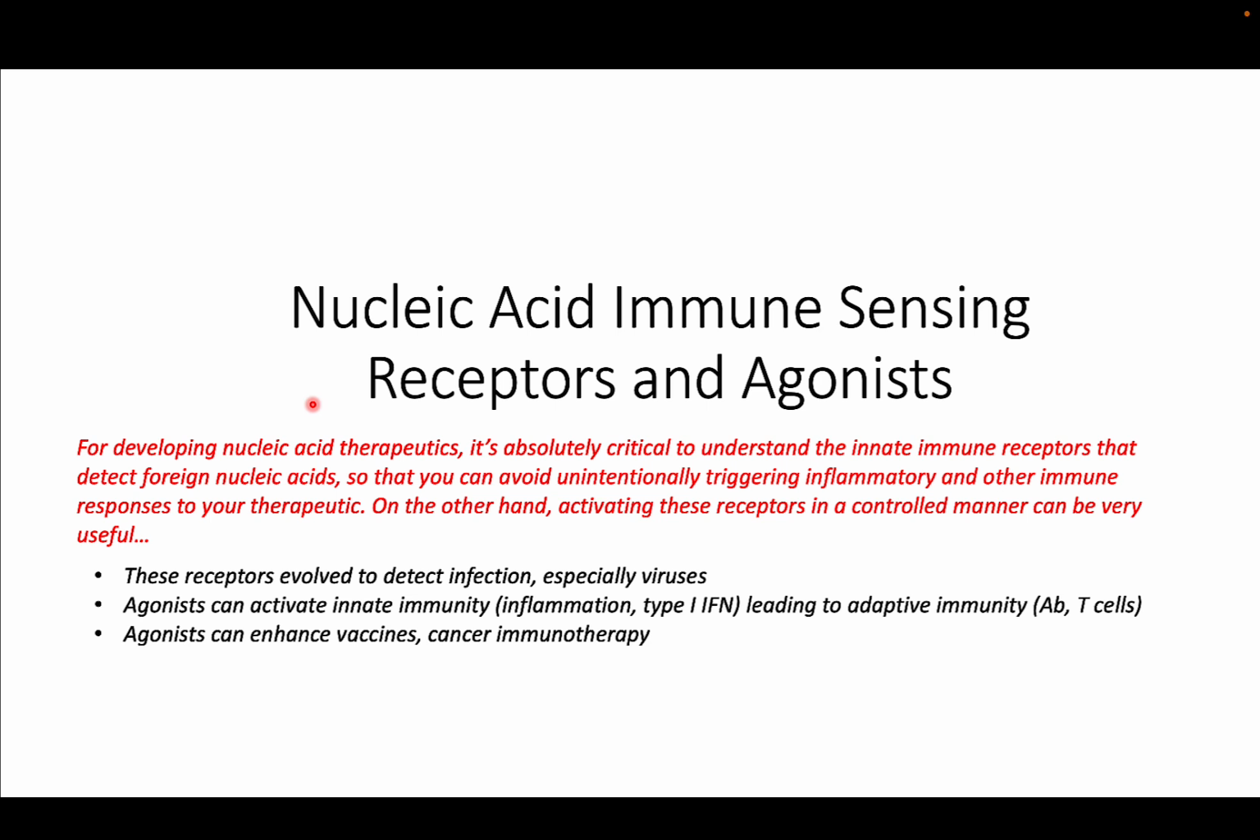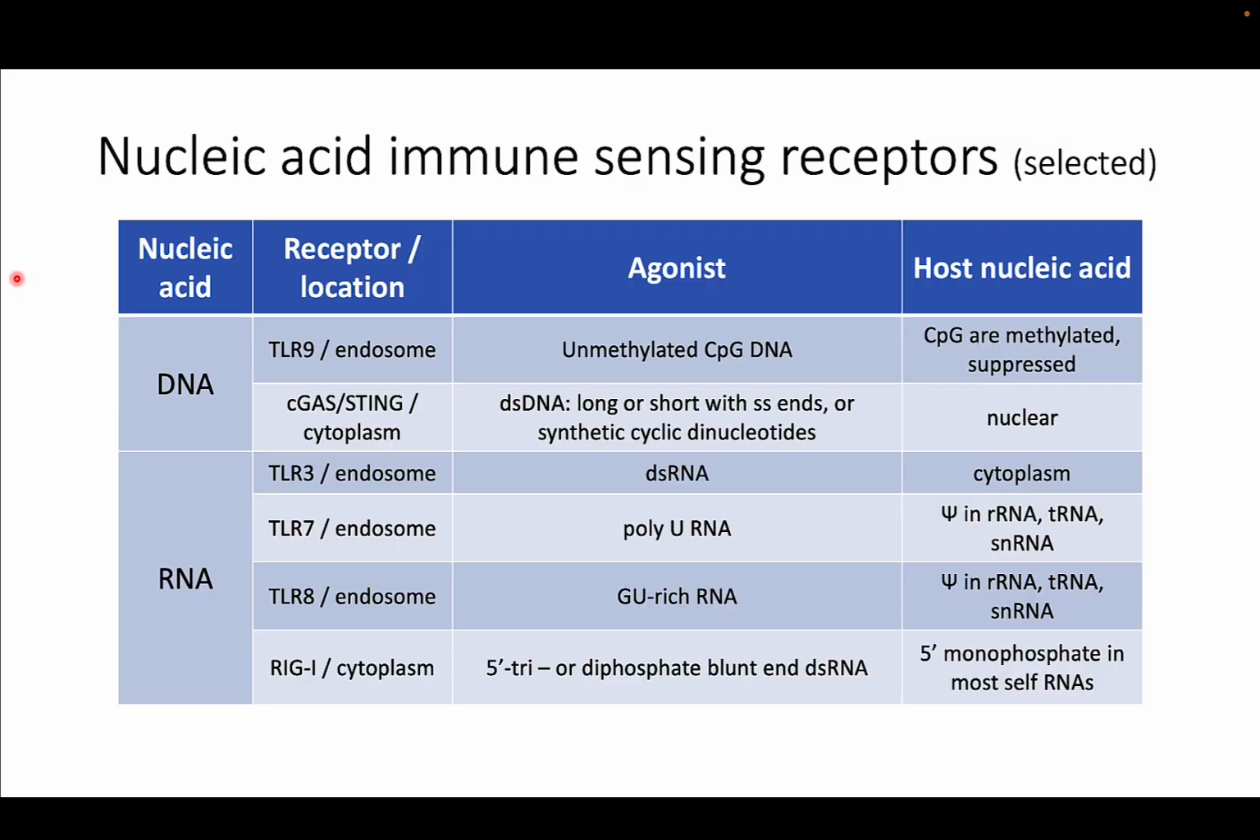And agonists to these receptors can activate innate immunity, which includes inflammatory cytokines and type 1 interferons, and that leads to the generation of adaptive immunity, especially antibodies and T cells. And these adaptive immune responses can be therapeutically very useful. Agonists to these receptors can enhance vaccines, as we'll discuss in this video, and cancer immunotherapy, as we'll discuss in an upcoming video.